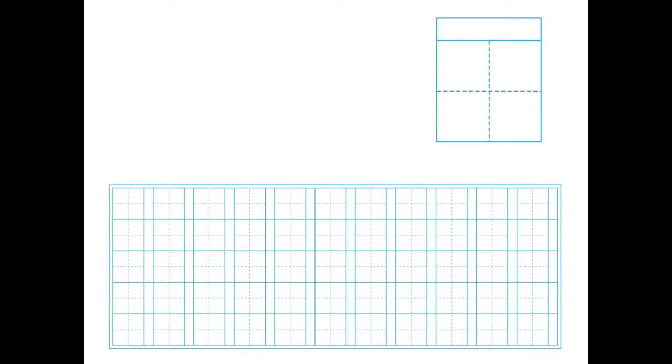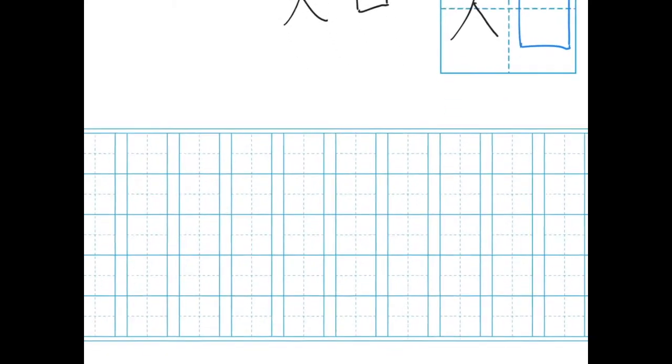The next bushu is hihan. Hihan is the fire radical. 1, 2, 3, 4. Okay, there's two types of hihan, one is the fire radical, and one is the nichi, day radical. So we're going to be doing the fire radical.